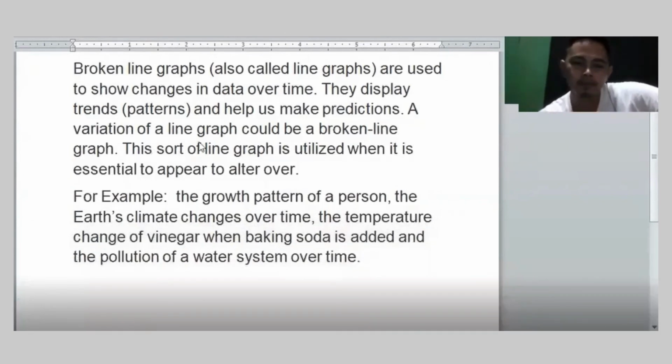A variation of a line graph could be a broken line graph. This sort of line graph is utilized when it is essential to show change over time.